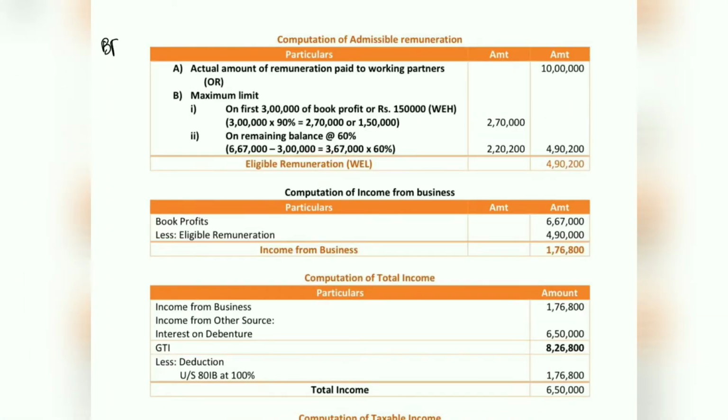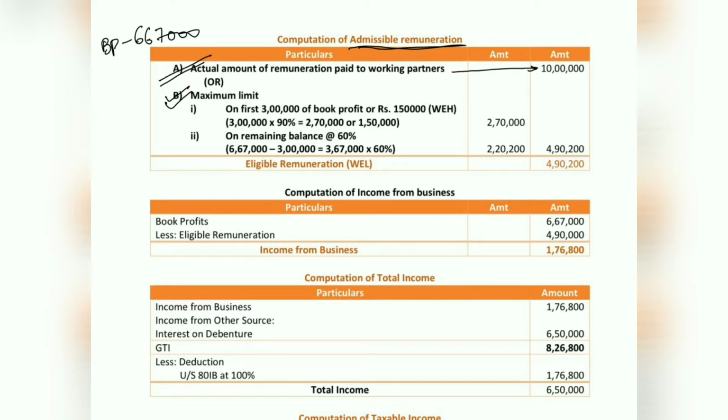So our book profit is 6,67,000. So let us calculate admissible remuneration. There are two important criteria that we will consider. One is the actual amount of remuneration, the second one is the maximum limit. The actual amount of remuneration paid to working partners, just now we saw, is 10 lakh rupees.